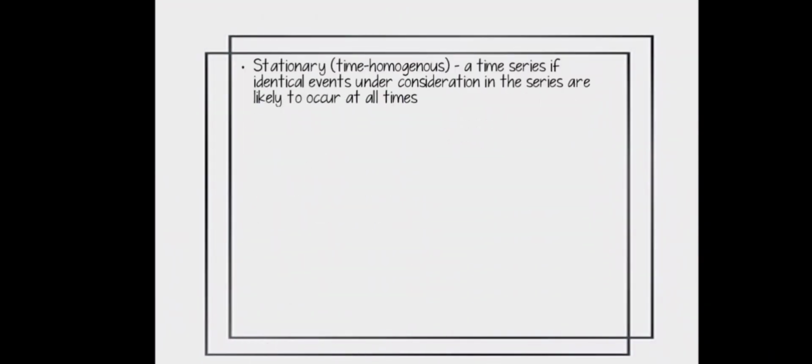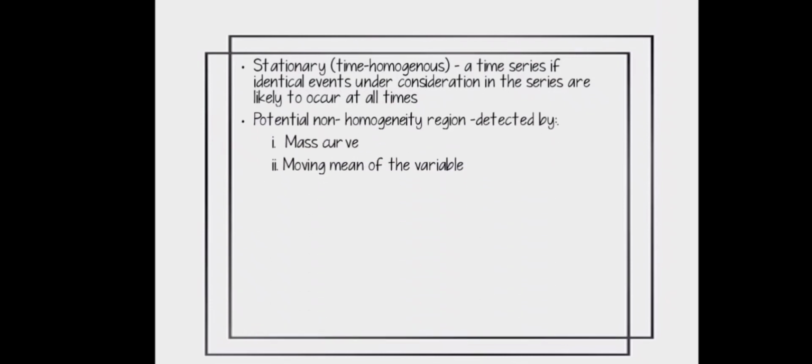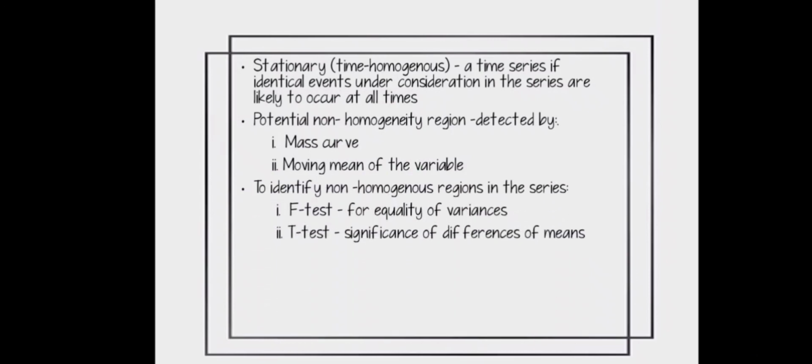A time series is called stationary or time homogeneous if the events under consideration in the series are likely to occur at all times. Potential non-homogeneous regions are detected by the mass curve or moving mean of the variable. Statistical tests are adopted to identify non-homogeneous regions in the series.